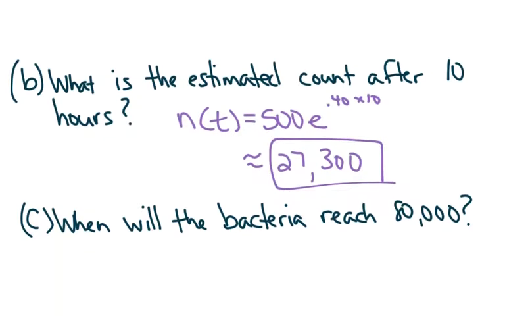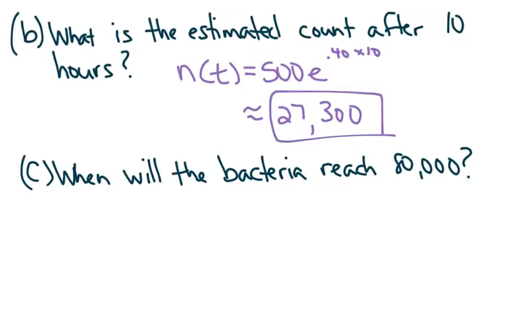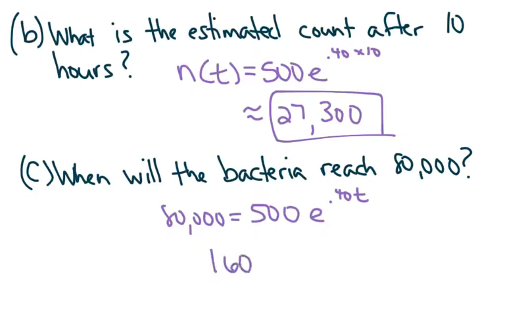In part C, when will the bacteria reach 80,000? That means solve for t when you know the final amount is 80,000. So 80,000 is going to equal 500 e to the 0.40 t. Since that's an exponential equation, in order to solve it, we're going to have to put it in log form. But before I can put it in log form, I need to divide by 500, and 80,000 divided by 500 is 160.